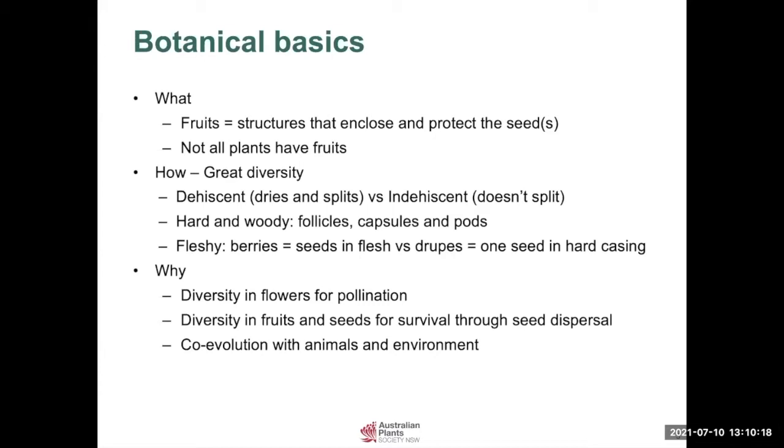And the question really is, well, why is there so much diversity? Well, just as our native flowers have diversity in their structure to ensure their pollination, the fruits and seeds are also very diverse to ensure plants can survive through being able to disperse their seeds in different ways. So one way of thinking about that is that, of course, our native plants have co-evolved over thousands, hundreds of thousands, millions of years with animals and the environment. So there's a whole process of evolution going on over time.